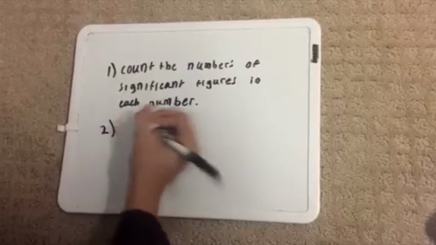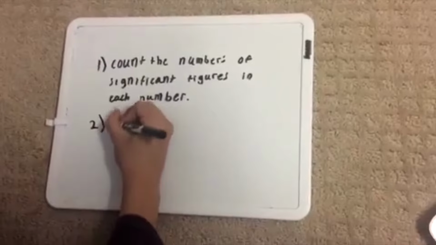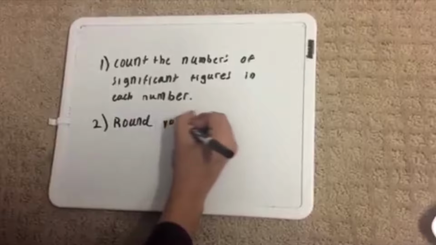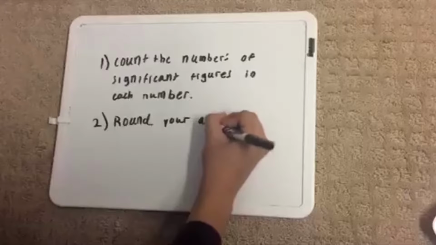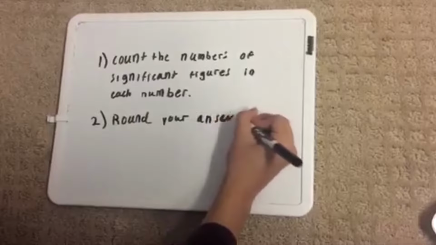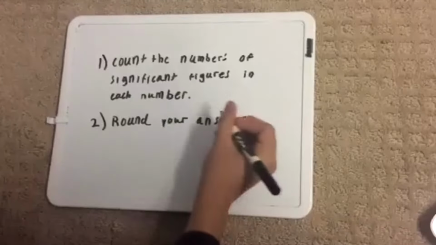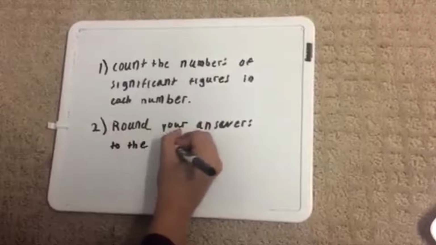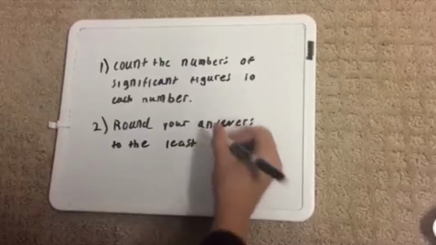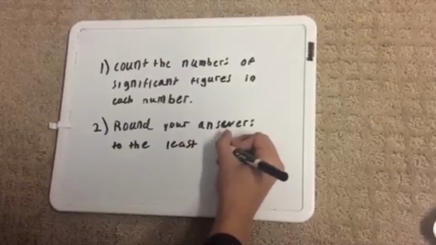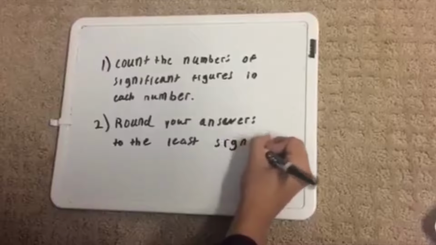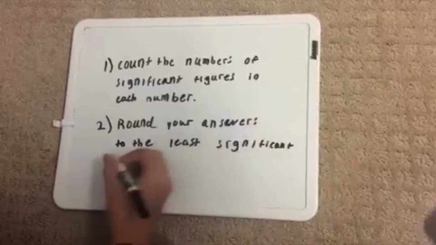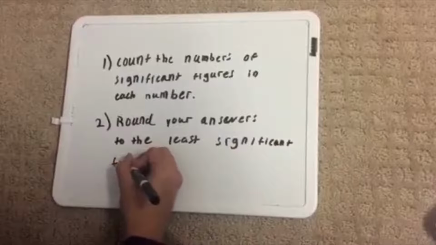The second step is to round your answer to the least significant figures.